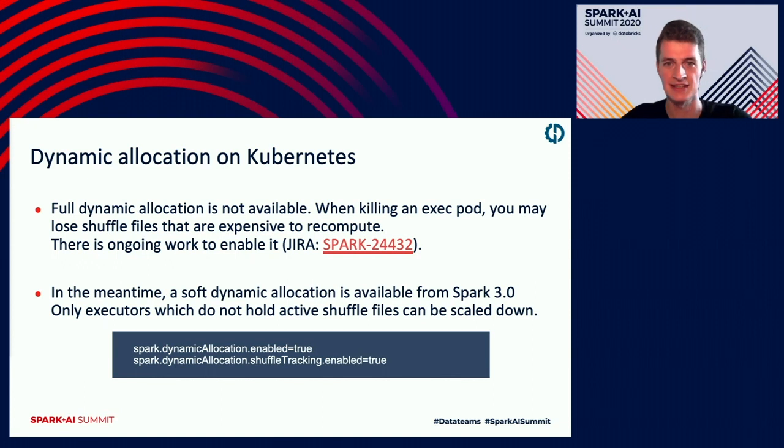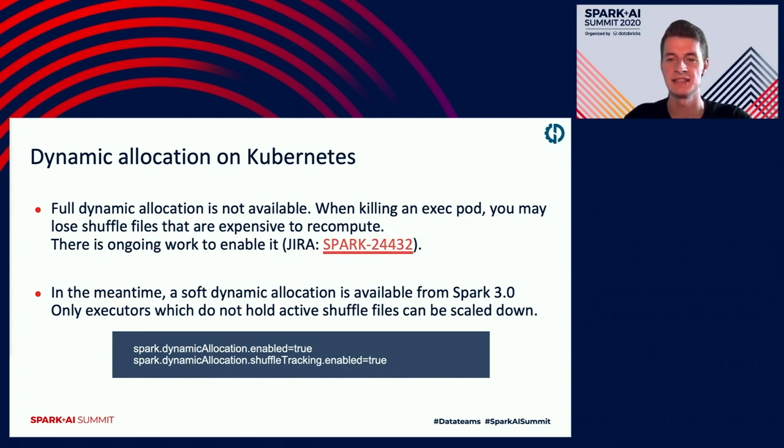The next tips that we want to share are about dynamic allocation. On Yarn, you can enable an external shuffle service and then safely enable dynamic allocation without the risk of losing shuffle files when downscaling.